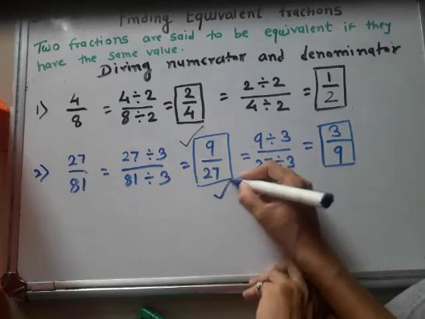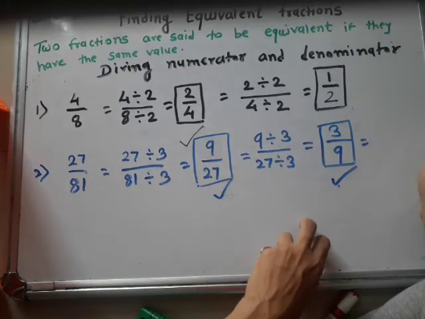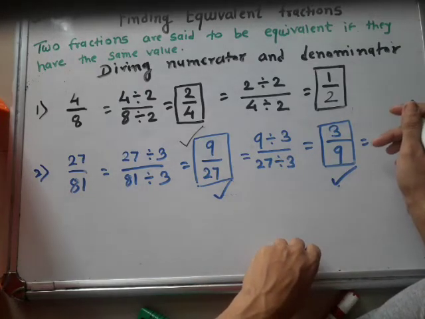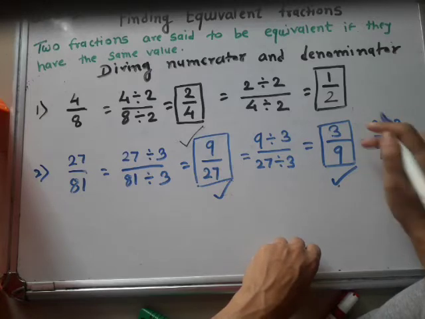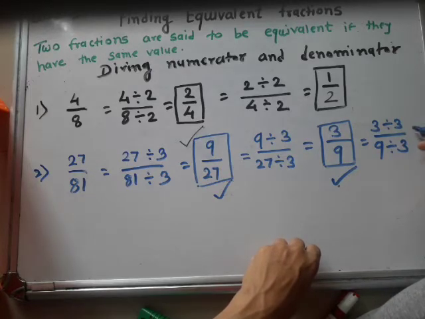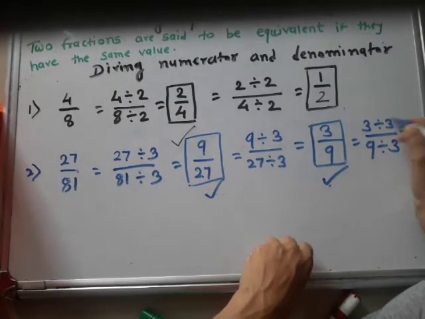This is your second equivalent fraction. Again see 3 and 9. Again both the numbers are divided by 3. So again this number is divided by 3. Both the numbers 3 and 9. So here we get the answer: 3 1s are 3 and 3 3s are 9. And this is the lowest form of this fraction.